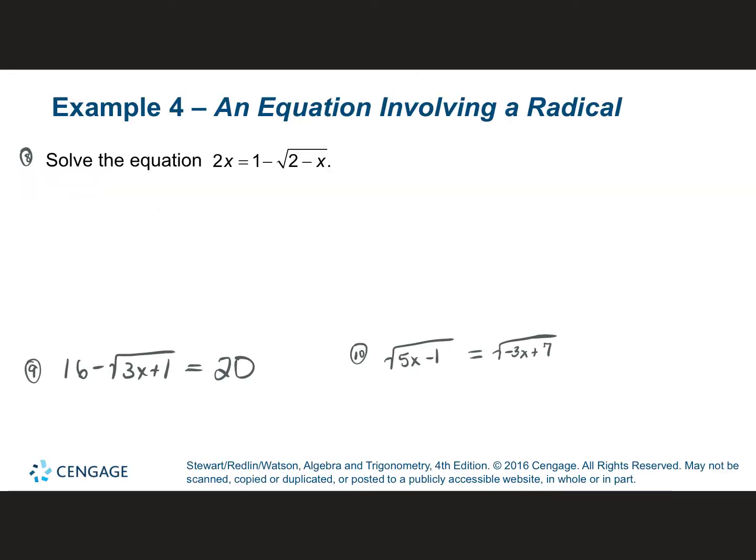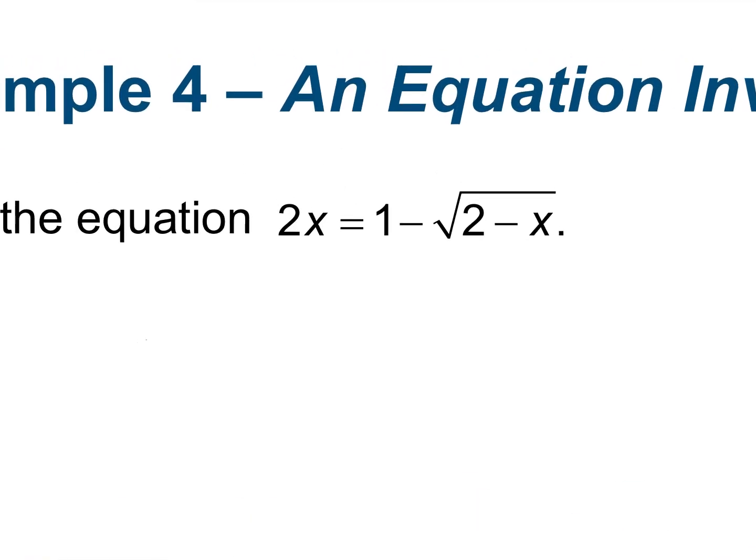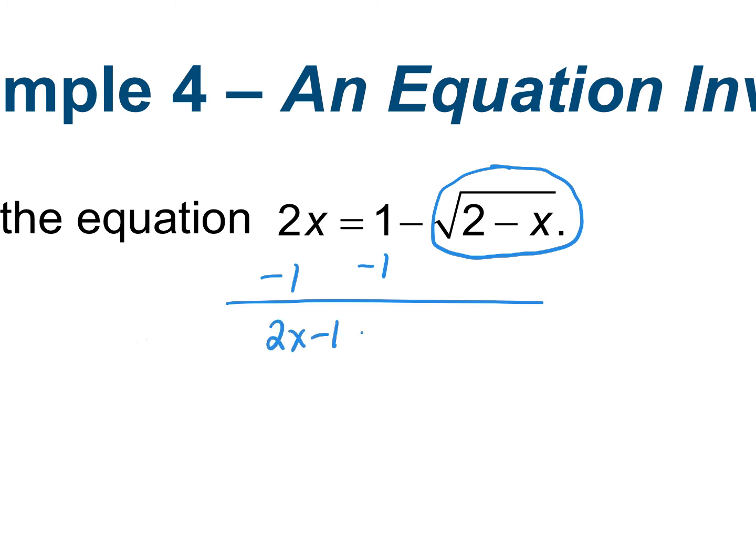All right, guys, when we have a square root, these are a little easier to do. The first thing you want to do is isolate the square root. What does it mean to isolate? Get it by itself. So look, I'm going to circle this right here. I want that by itself. So what do I have to do? I have to subtract 1 from both sides. Agreed. So I have 2x minus 1 equals negative square root of 2 minus x.